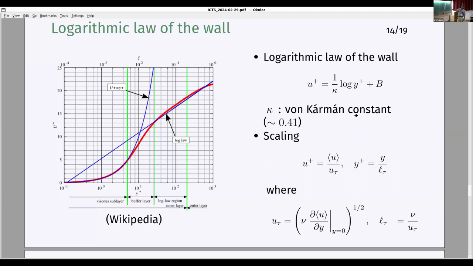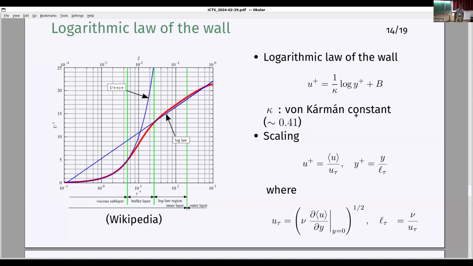So the logarithmic law of the wall takes this form. Kappa is a universal constant, B is a less universal constant, and the scaling is taken in this manner. So u tau is the so-called friction velocity, and the friction velocity is defined in this way.